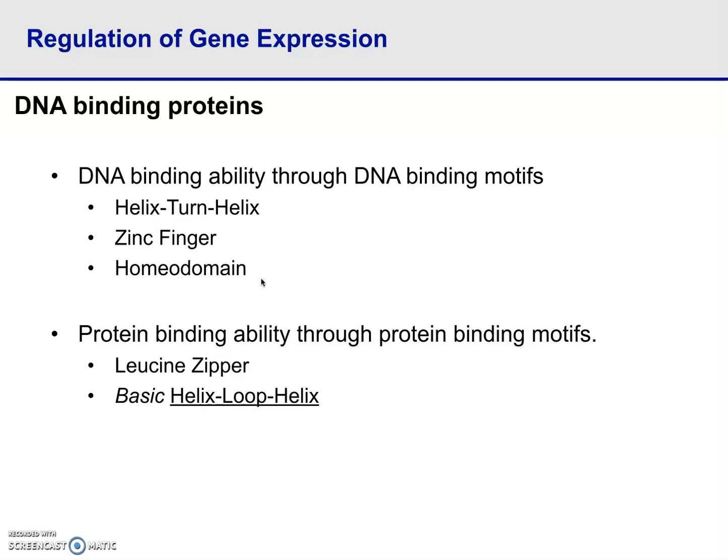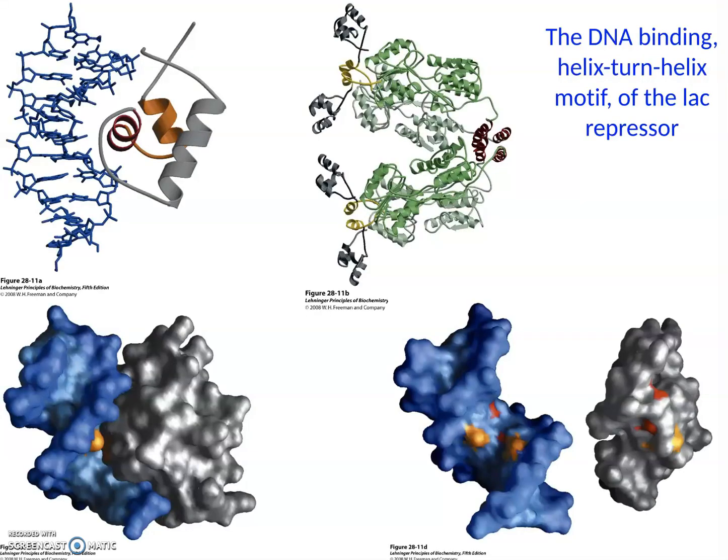There are two types of protein binding motifs: leucine zipper and basic helix loop helix, not helix turn helix. There's a difference, and we're going to talk about that in a little bit. All right, so let's start looking into these motifs. The first one we're going to talk about is the DNA binding motif helix turn helix.